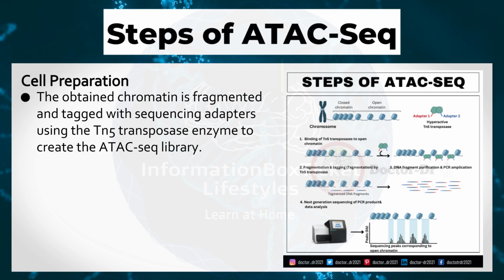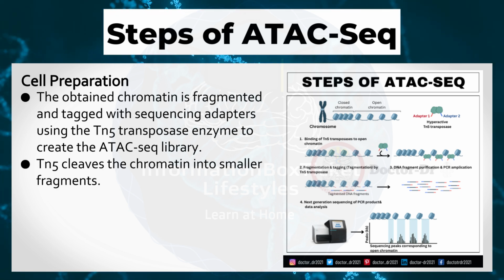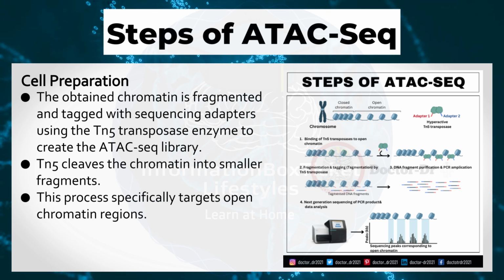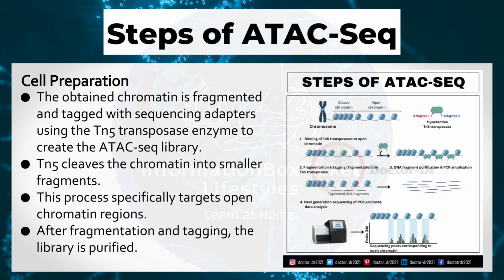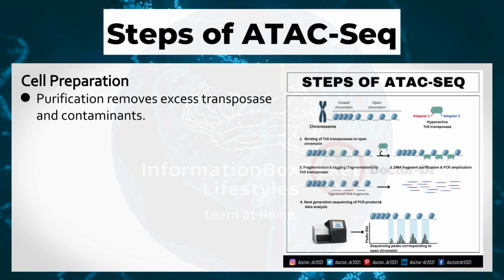Transposition. The obtained chromatin is fragmented and tagged with sequencing adapters using the TN5 transposase enzyme to create the ATAC-Seq library. TN5 cleaves the chromatin into smaller fragments. This process specifically targets open chromatin regions. After fragmentation and tagging, the library is purified. Purification removes excess transposase and contaminants.